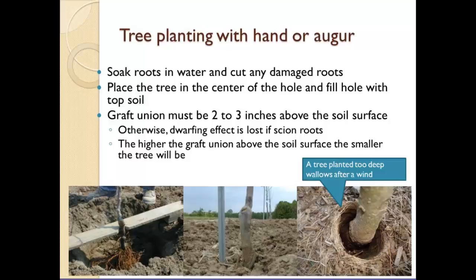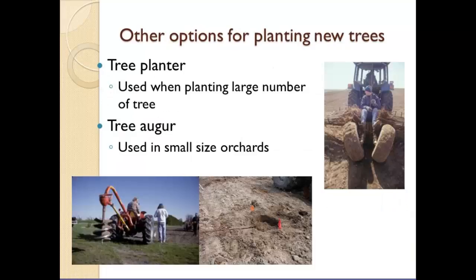Now what will happen is if that graft union gets below grade, it can actually root. So the scion, which is the top part of the tree, can root and lose all the dwarfing effect of your rootstock, and particularly on apples. And so the higher the graft union above the soil, the smaller the tree also. So you can actually runt your tree out by having the graft union too high. So about 2 to 3 inches above the soil surface after the soil has settled is good.